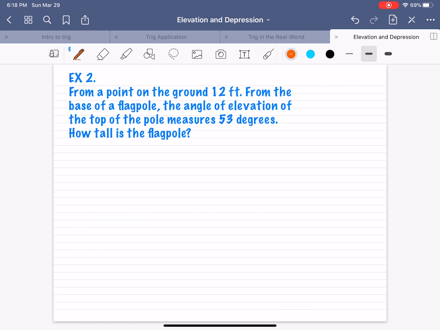Example 2. From a point on the ground 12 feet from the base of the flagpole, the angle of elevation of the top of the pole measures 53 degrees. How tall is the flagpole?